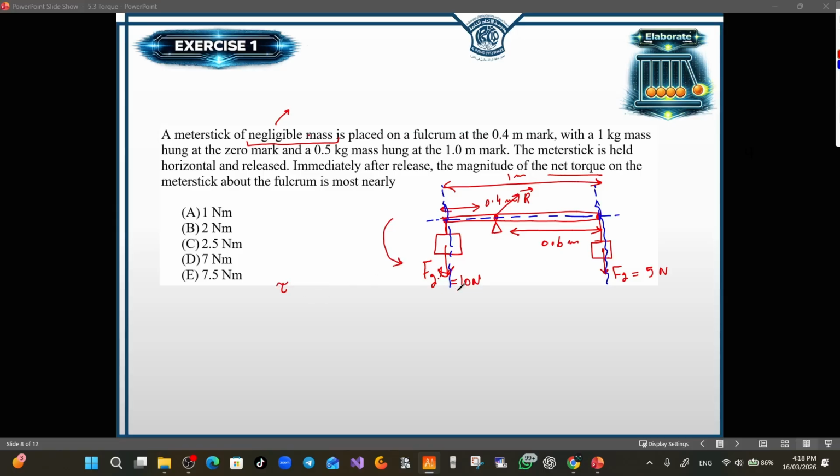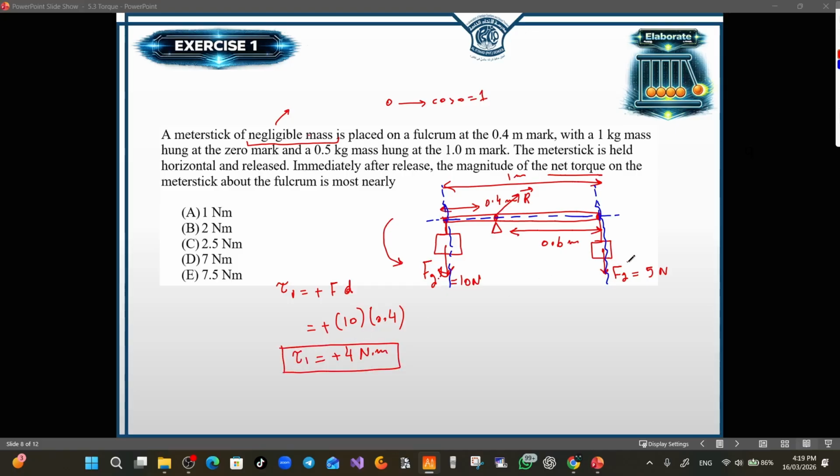And the torque due to this force, let's call it tau 1, is a plus force times distance. What about the angle? The angle here should be considered between the force and the tangential direction, and there is no angle here. So the angle is 0, which means cosine of 0 is equal to 1. So no need to involve the cosine here. Plus 10, the distance is defined to be the distance between the point of application of this force and the fulcrum, and this distance is 0.4. So the torque is plus 4 Newton meter.